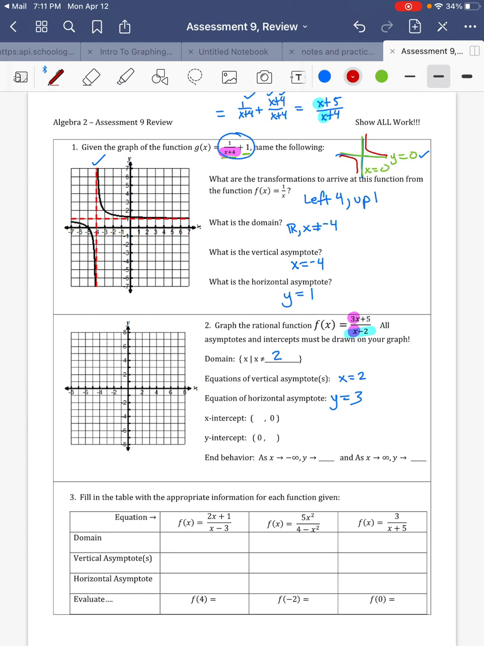So I'm going to go ahead and graph those on the picture. So x equals 2. Y equals 3. And that basically kind of frames up your graph.